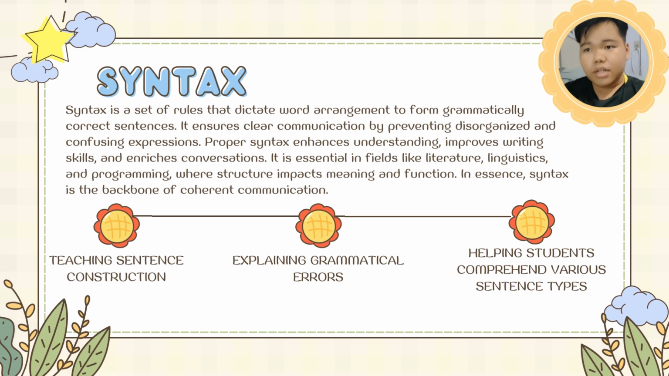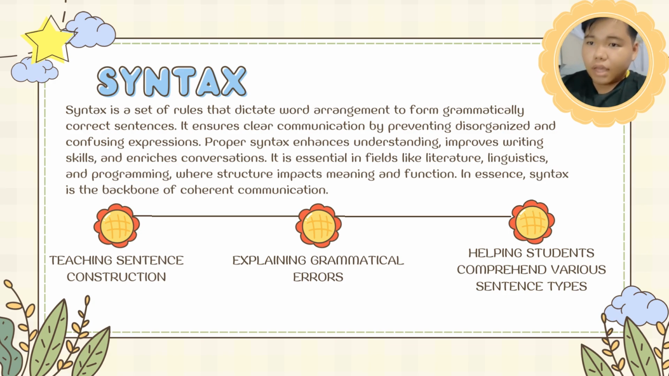So, secondly is explaining grammatical errors. Students often struggle with word order, subject-verb agreement, and auxiliary verbs. For example, she don't like apples. In that sentence, the word don't is incorrect because the word she is singular. So the correct form is she doesn't like apples.